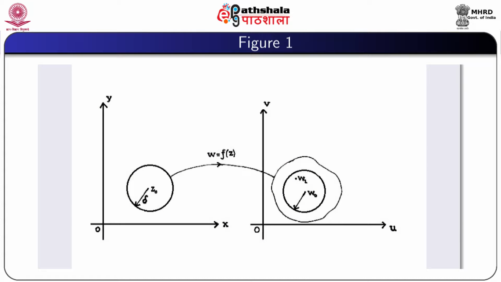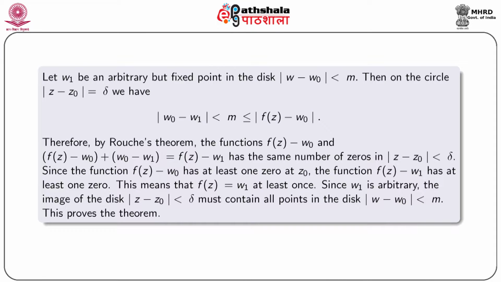So, this is the picture. Here we take a circle having center z0 and radius delta, and we show that the image of this disk in the w plane contains a region like this. Let w1 be an arbitrary but fixed point in the disk modulus w minus w0 is less than m.